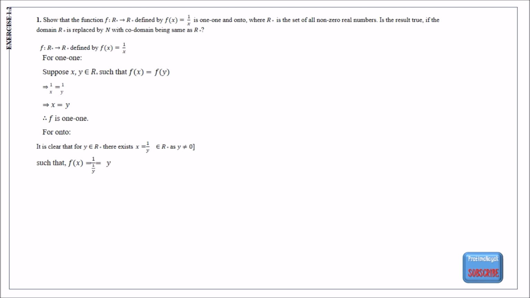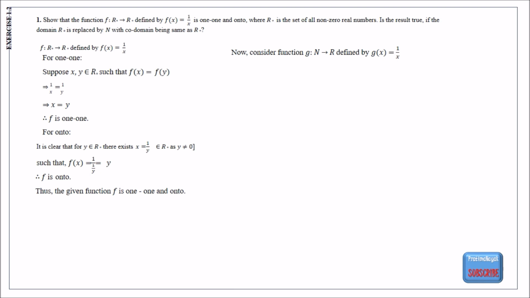Now putting 1 by y in place of x in f(x), we get y by 1 by y, which is equal to y. So when we are getting f(x) equal to y, it is onto. So f is onto, and the function is 1-1 and onto when it is defined from non-zero real numbers to non-zero real numbers.